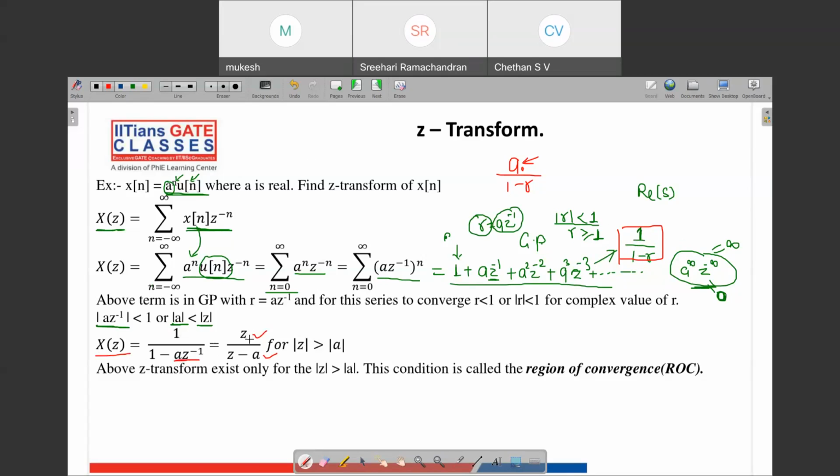And the condition for getting this Z transform is that mod of z has to be greater than mod of a. If mod of z is less than or equal to mod of a, in that case, this GP will not converge. So this is what we call the region of convergence. This mod of z greater than mod of a we call the region of convergence. Just like the Laplace transform, in the Z transform also we have the region of convergence.